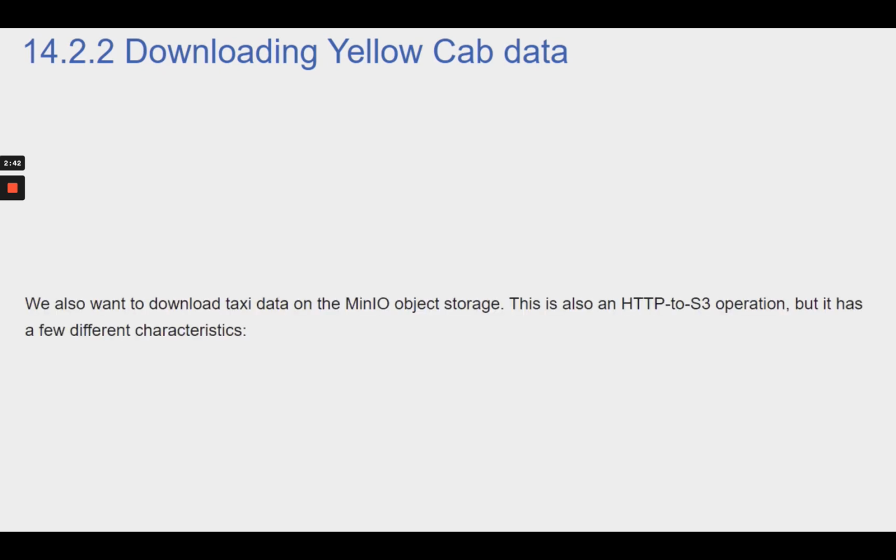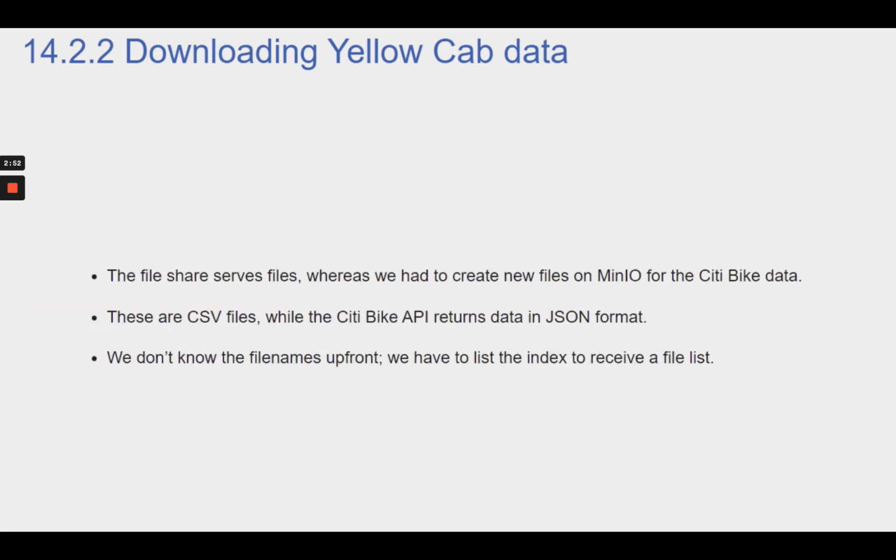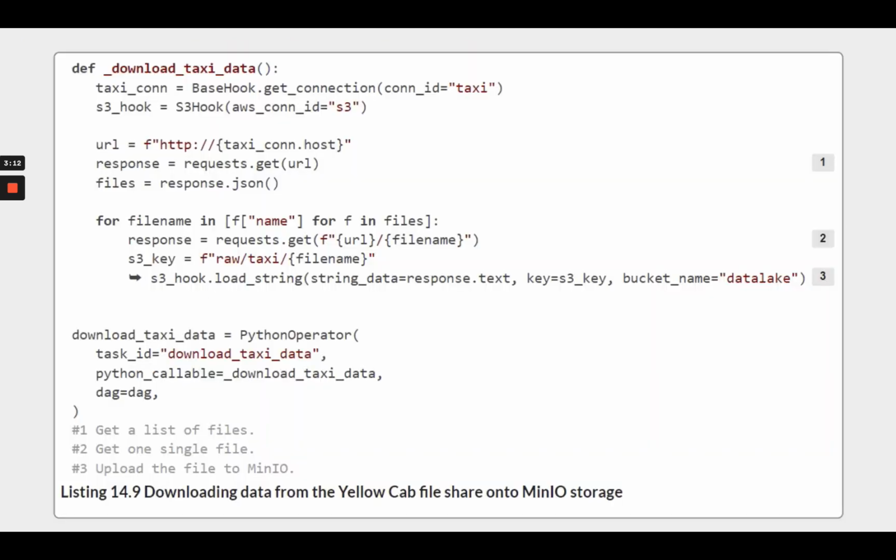Section 14.2.2 Downloading Yellow Cab data. We also want to download taxi data on the min.io object storage. This is also an HTTP to S3 operation, but it has a few different characteristics. The file share serves files, whereas we had to create new files on min.io for the City Bike data. These are CSV files, while the City Bike API returns data in JSON format. We don't know the file names up front. We have to list the index to receive a file list.